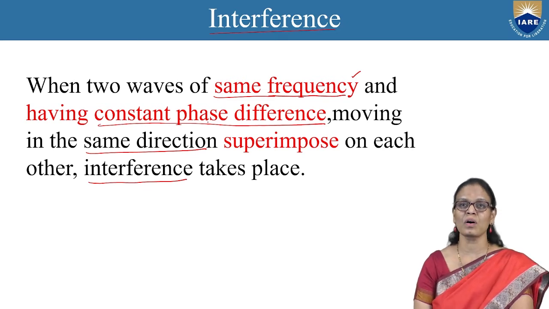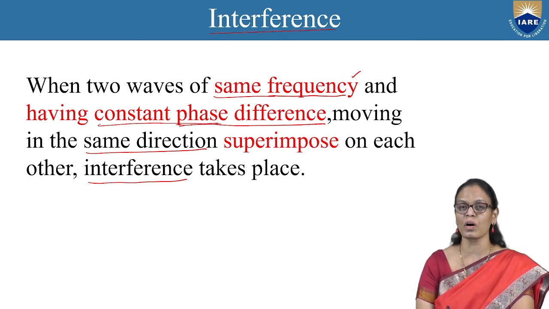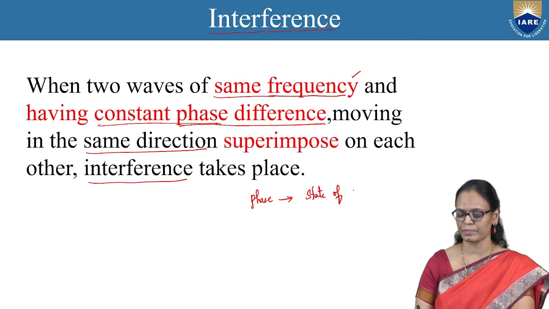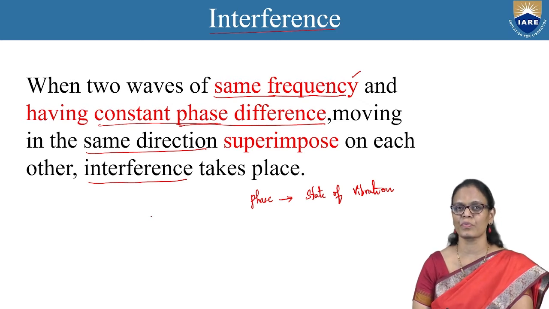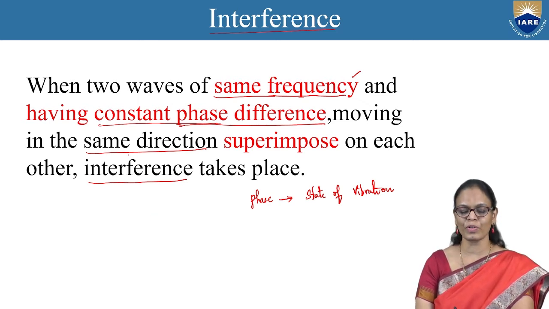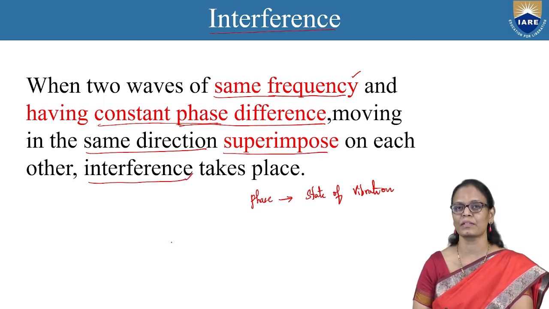And having a constant phase difference: phase always represents the state of vibration of the particle. So the two waves that we are talking about should have a constant phase difference and they should be moving in the same direction, and then they superimpose, and you will get an interference pattern.